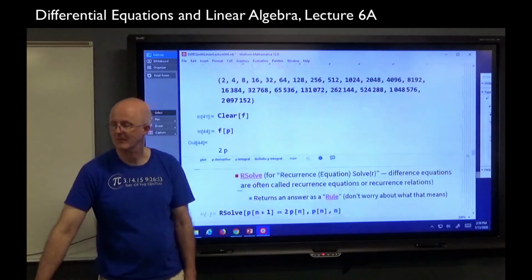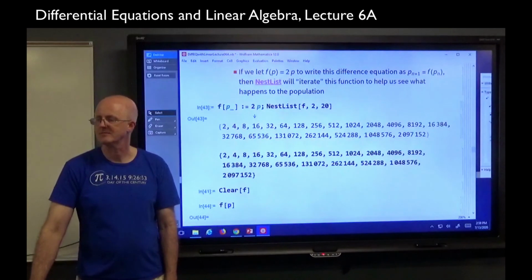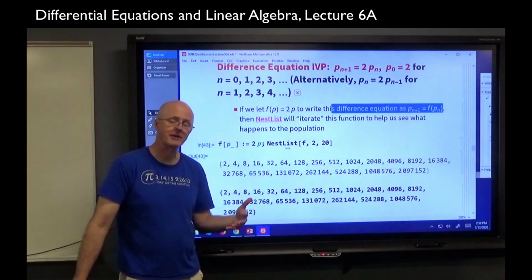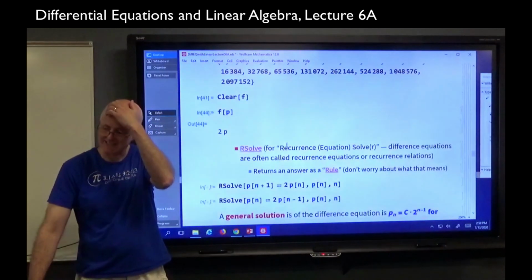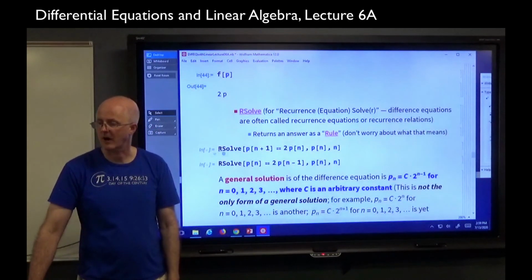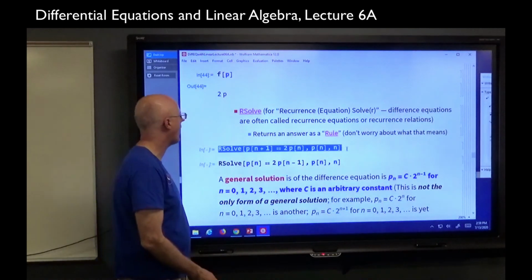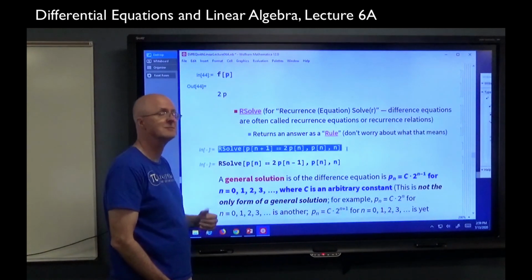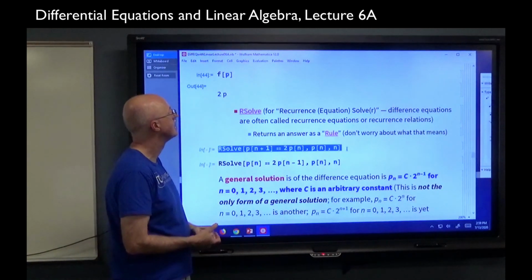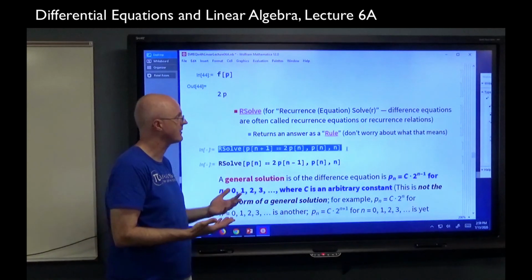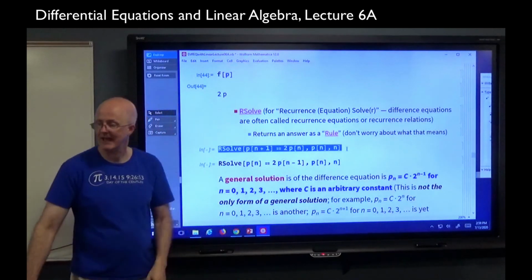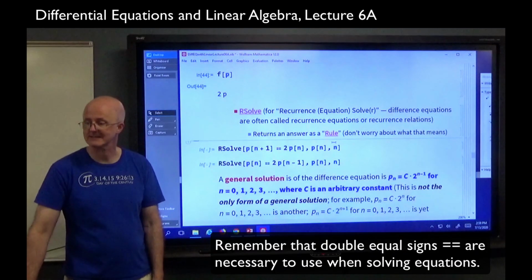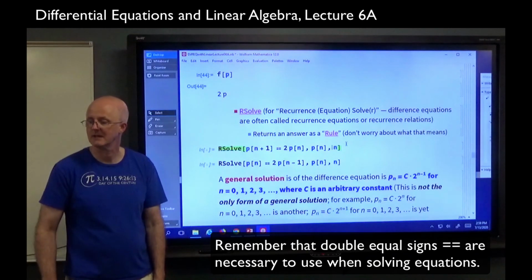To be 2p. Okay? So that's one way you can essentially solve the difference equation, or at least see the numbers that come out when you use it. What about the solution itself as a function? You need to use something called RSolve. Why R? R stands for recurrence equation solver, RSolve. Recurrence equations are also another name for difference equations. And this is essentially the difference equation. Notice the double equal signs in there. Okay, that's essential. Don't put single equal signs.